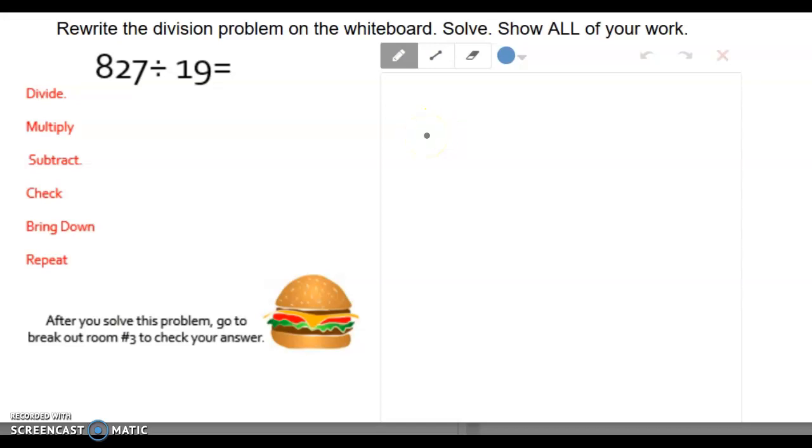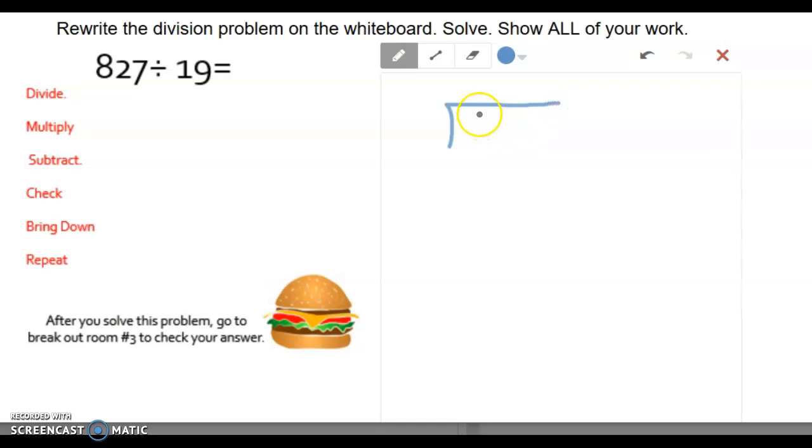Boys and girls, let's take a look at this problem. The directions say to rewrite the division problem on the whiteboard, solve, show all of your work. So we've got 827 divided by 19. The first step is that we need to rewrite this so that we can solve it.